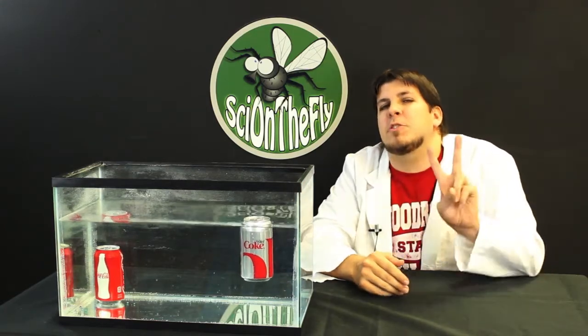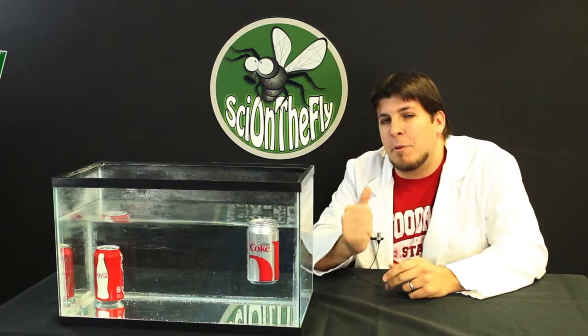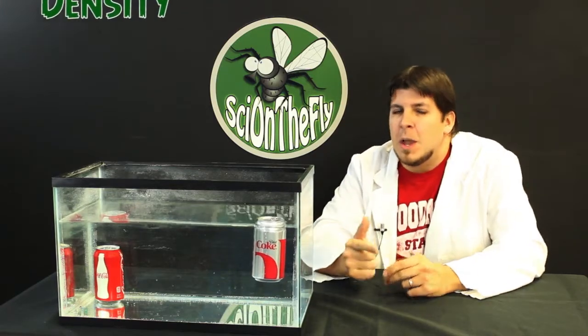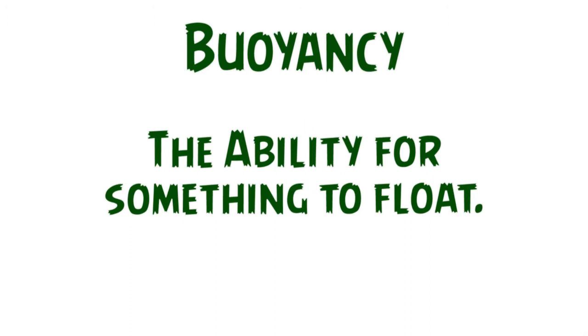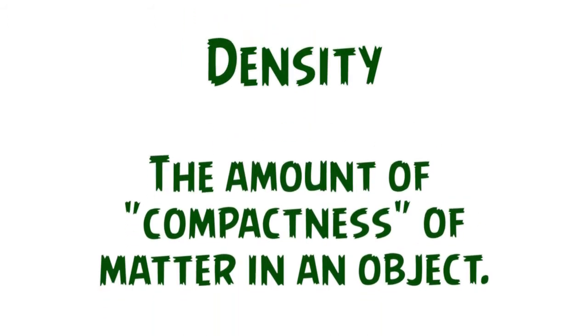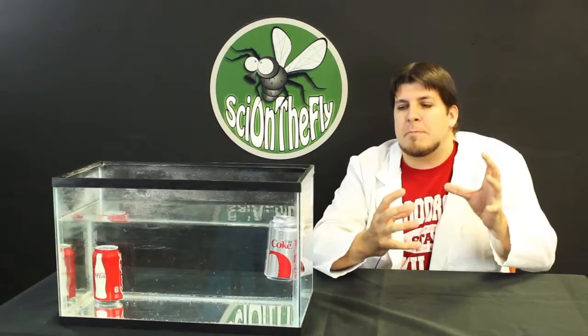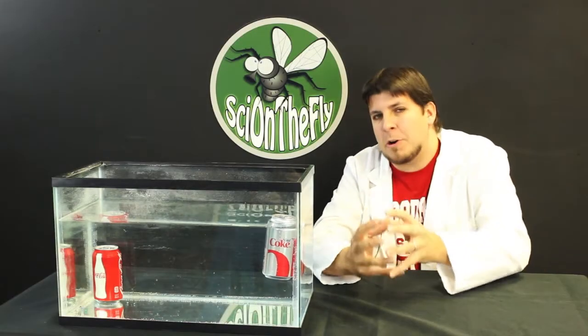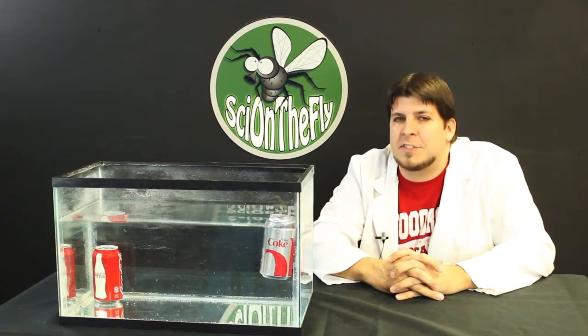It has everything to do with two vocabulary words. Those words are buoyancy and density. Buoyancy is basically the ability for something to float. Density has to do with the amount of compactness of matter in an object. Basically, the amount of mass in the matter per unit of volume determines the density.